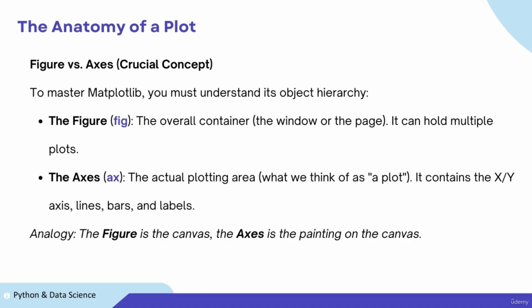Here's the analogy I want you to remember. The figure is the canvas, and the axes is the painting on that canvas. You can have multiple paintings or axes on a single canvas or figure. Keeping this distinction clear is the secret to avoiding errors.